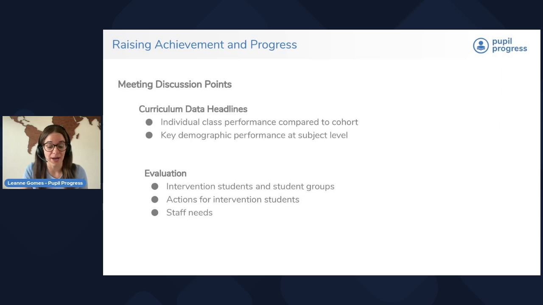So I'm going to show you how you can use Pupil Progress to make those conversations as efficient and as impactful as possible. After the workshop, you are going to receive an email with a copy of the recording of this workshop, and you'll also find some downloadable resources in there, one of which is an example RAP document, which is annotated with clear instructions for where you can find that data within Pupil Progress to help you get started.